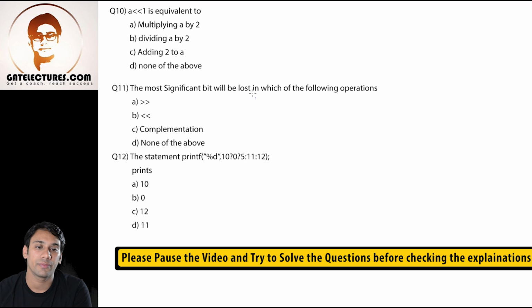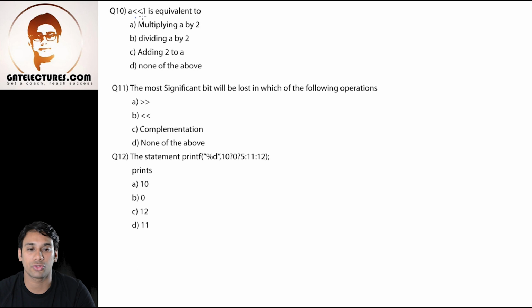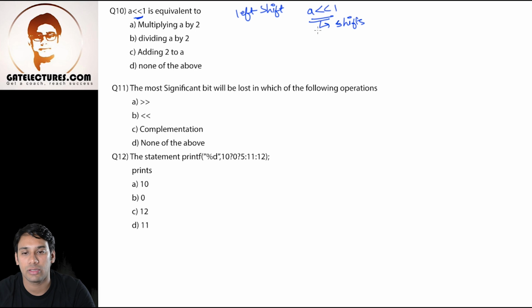Okay. Now check out this program. In this program we are using the less than sign two times, which is equivalent to doing a left shift. So whenever we do this, I am shifting the bits stored in the variable a by 1.